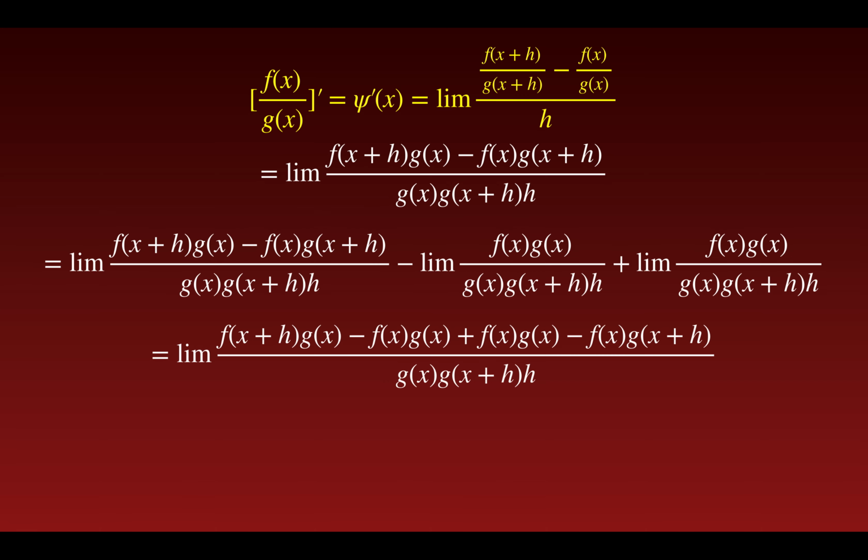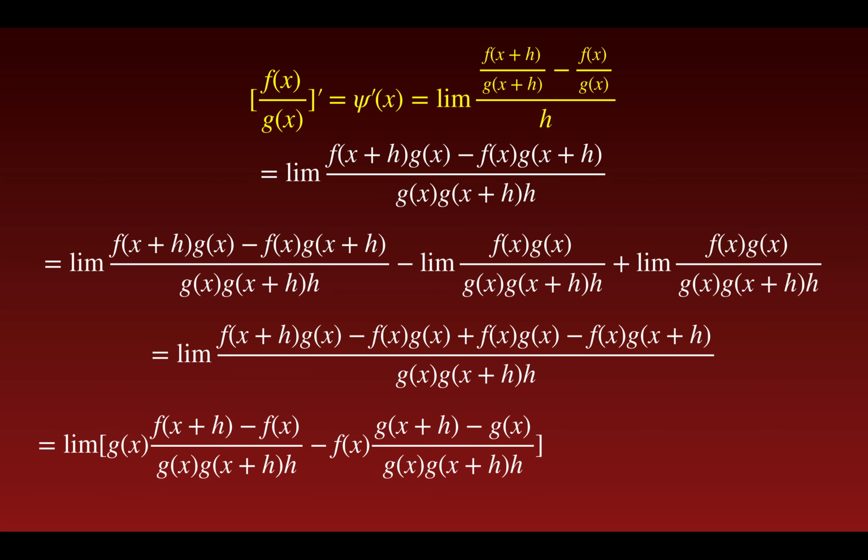From here, we must collect like terms and simplify yet again. Now this is equivalent to the quotient rule when h diminishes. We have thus proved the quotient rule.